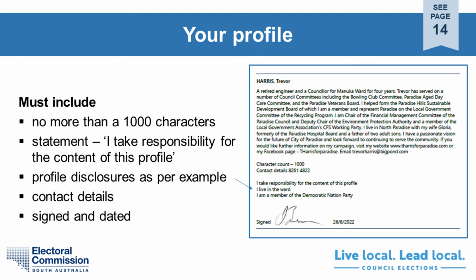State whether at the time of nominating or any time in the past 12 months you are or were a member of a political party. Include the name of the party and, if you are no longer a member, the date you ceased your membership. Include a single contact detail, which can be a street address, and not a post office box, an email address, or a phone number. Be signed and dated.